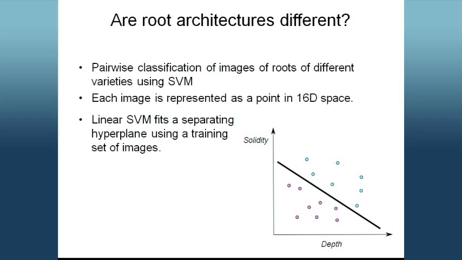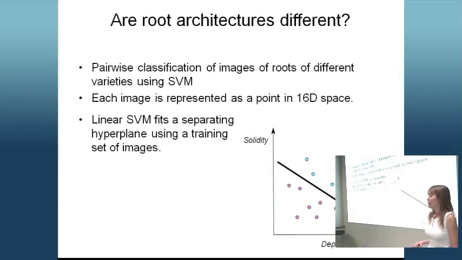And we used a linear support vector machine to classify these images. In this approach, each image is represented as a point in 16-dimensional space, where each coordinate is equal to one of the features that we computed. The linear support vector machine tries to fit a maximum margin separating hyperplane that would separate these images into two classes. Here in this particular example, the space is represented by two features, for example solidity and depth, and each point represents an image, and colors correspond to two different varieties.